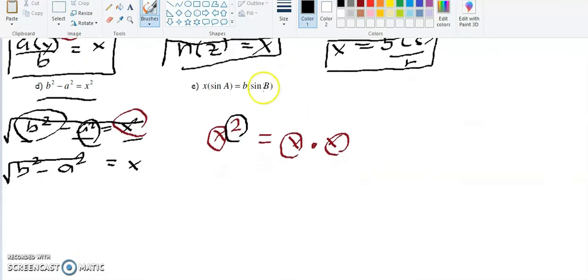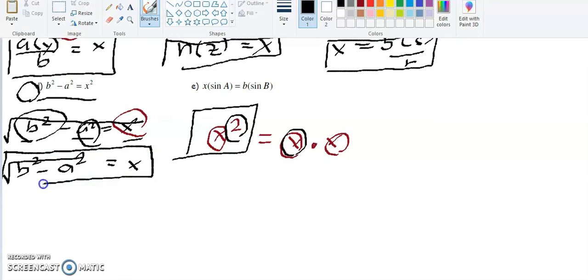So basically going back to the step that we used for solving letter D, we have to remember that our main goal is to isolate x. So therefore, we have to square root our x squared to find the root, right, which is x. And when we square root x squared, we have to square root the rest of the variables as well. In this case, the variables on the left side. So our final answer should be the square root of b squared minus a squared.